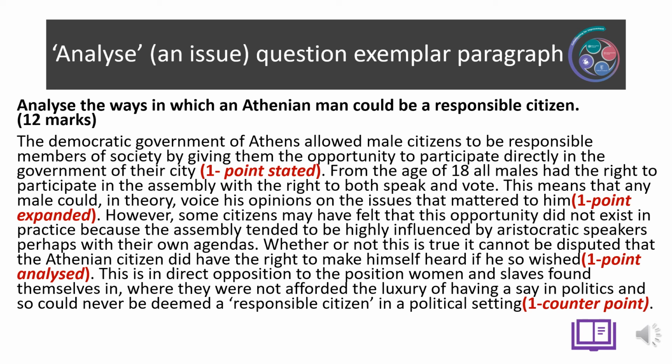for your 3rd mark. And then finally, this is in direct opposition to the position women and slaves found themselves in, where they were not afforded the luxury of having a say in politics and so could never be deemed a responsible citizen in a political setting. So once again, you've taken your initial point of knowledge, you have expanded it, you have analysed it, and you have then, for your 4th mark, provided a counterpoint. This will gain you 4 marks for this paragraph.